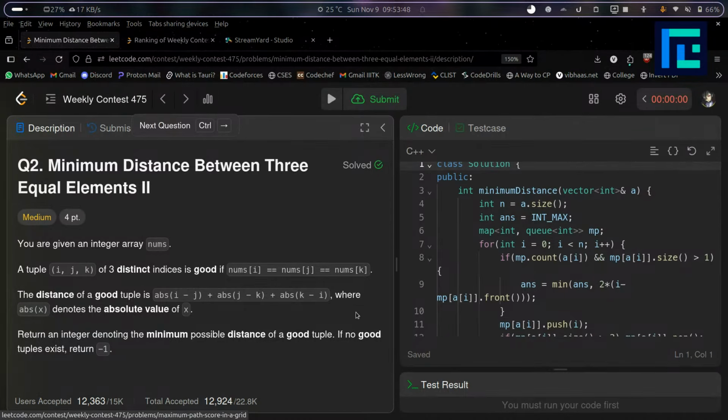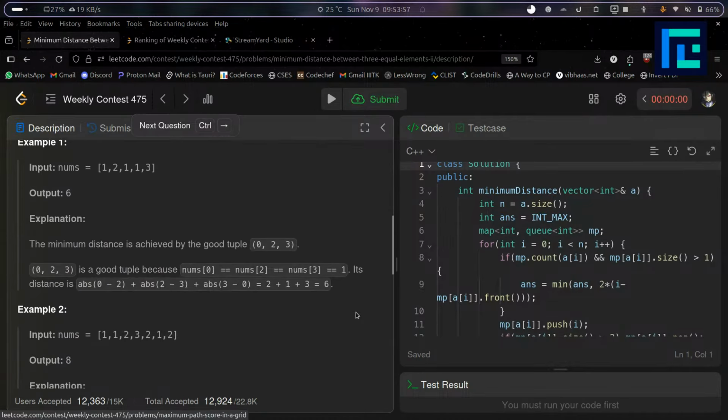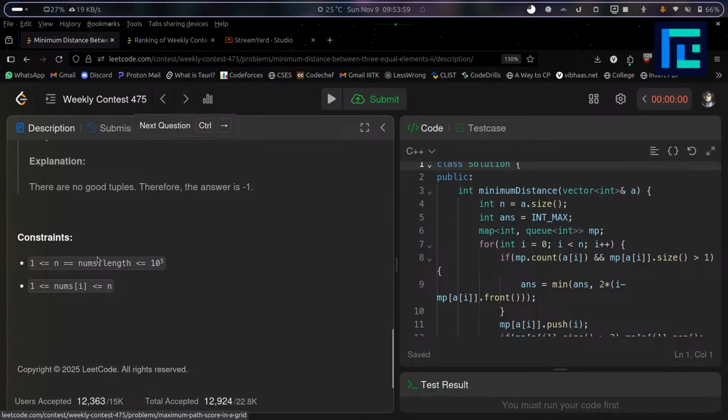Okay, so in this question, it's the same problem again. Given an array nums, we need to find tuple ijk such that nums of i is equal to nums of j, nums of k. Everything is the same, except the length is now 10 to the power 5. N is now 10 to the power 5. So now we need to solve it for 10 to the power 5.